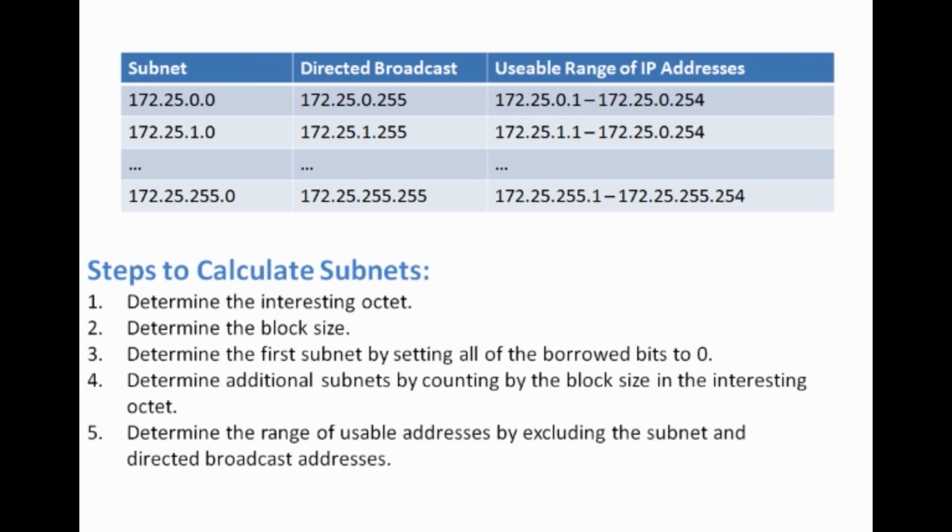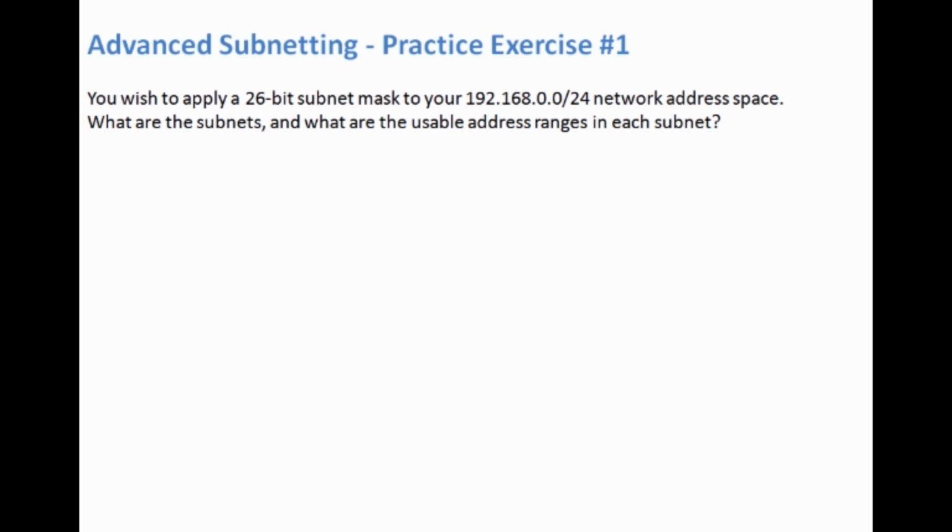Using these steps, let me challenge you with a scenario. Let's say that you wish to apply a 26-bit subnet mask to your Class C network, 192.168.0.0/24. You want to apply a 26-bit subnet mask to that network address space. My question to you is this: what are the subnets, and what are the usable address ranges in each subnet?